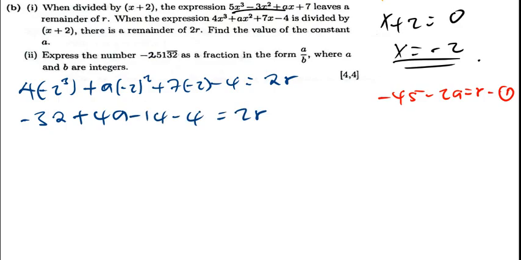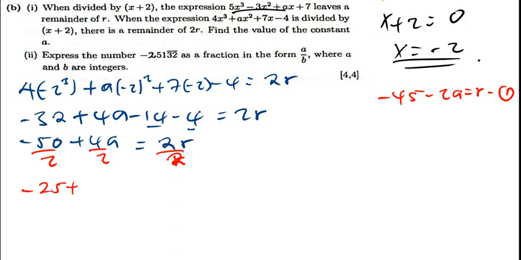If I simplify this, these two will give me negative 18. So negative 32 minus 18, and I'll end up having negative 50. Negative 50 plus 4a should be equal to 2r. But to make things simple, I can divide both sides by 2 to reduce it. So it will be negative 25 plus 2a being equal to r. That is equation 2.